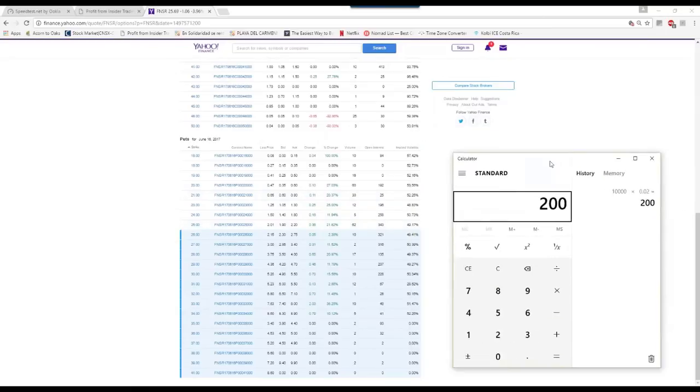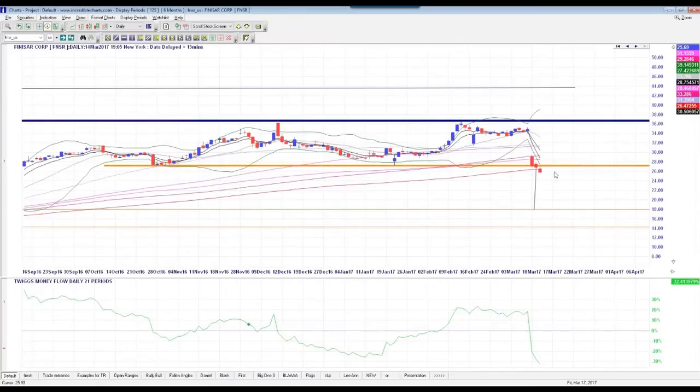If we look at something like FNSR, just to give you an idea, let's say your stop criteria is at 28 bucks roundabouts. That would mean that if it went up from where it is currently at, 25.69, you would be $2 against you. So if you bought a $26 put and it went up $2, you would be $2 against you.